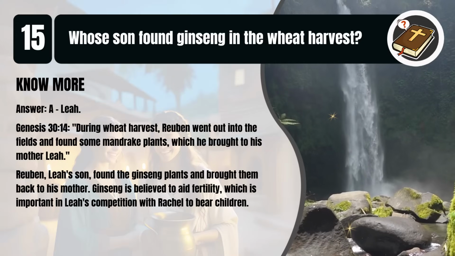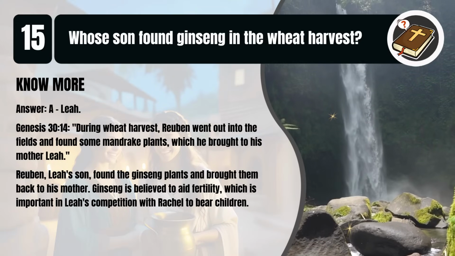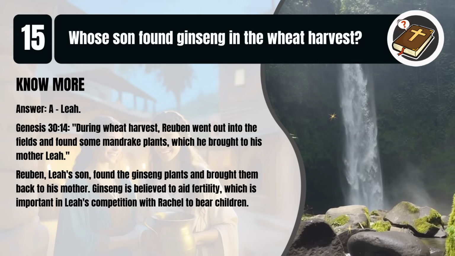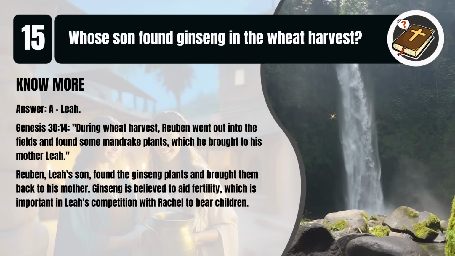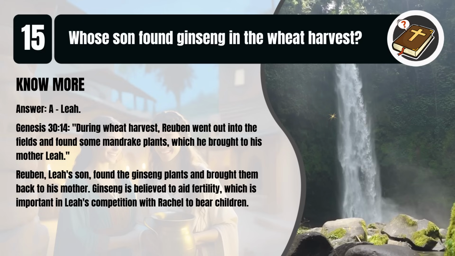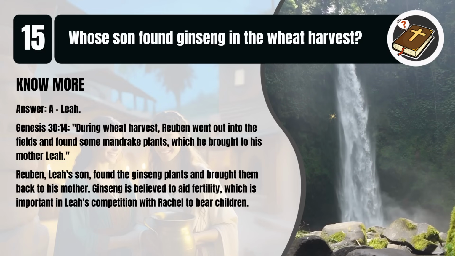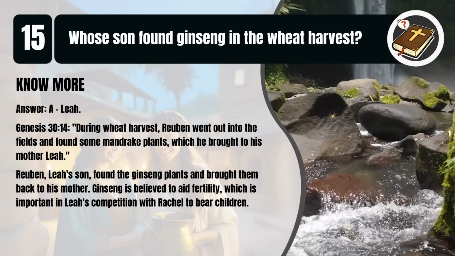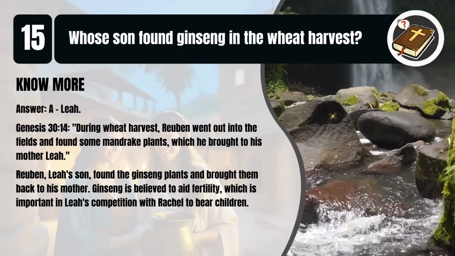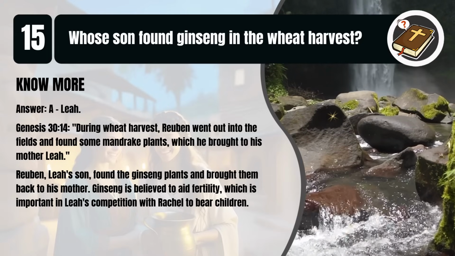That's A. Leah, Genesis chapter 30, verse 14. During wheat harvest, Reuben went out into the fields and found some mandrake plants which he brought to his mother Leah. Reuben, Leah's son, found the ginseng plants and brought them back to his mother. Ginseng is believed to aid fertility, which is important in Leah's competition with Rachel to bear children.